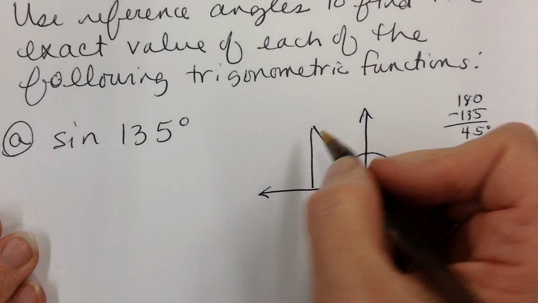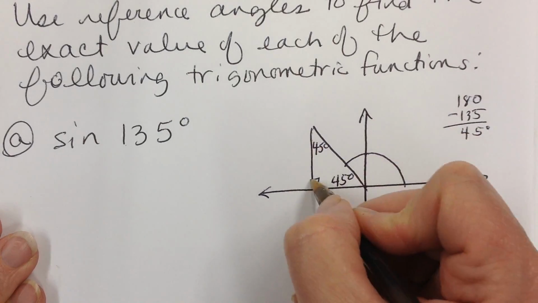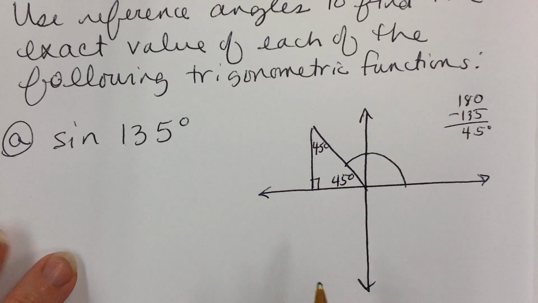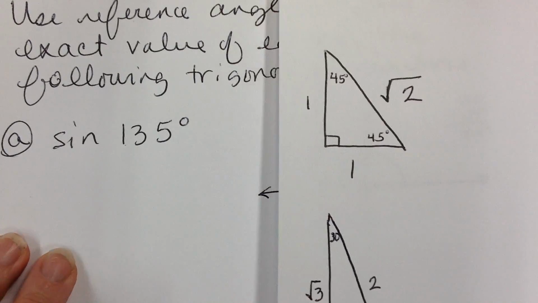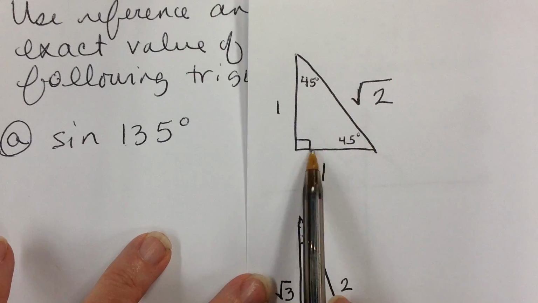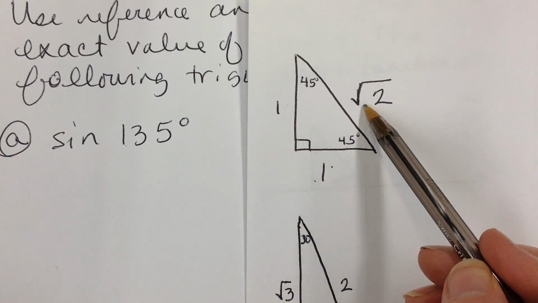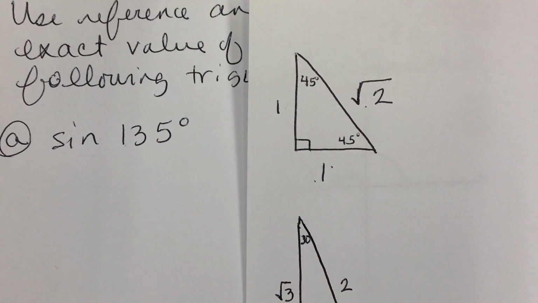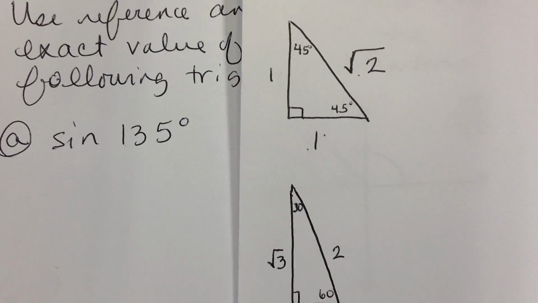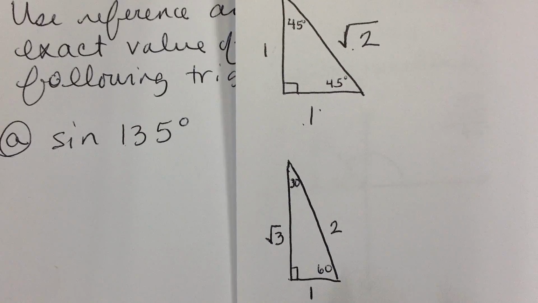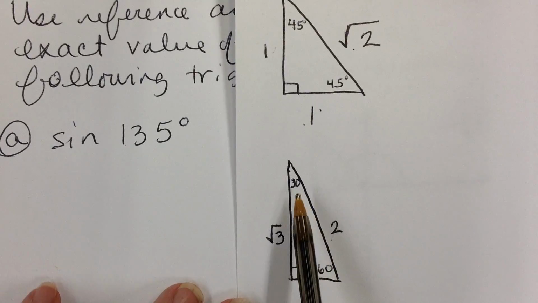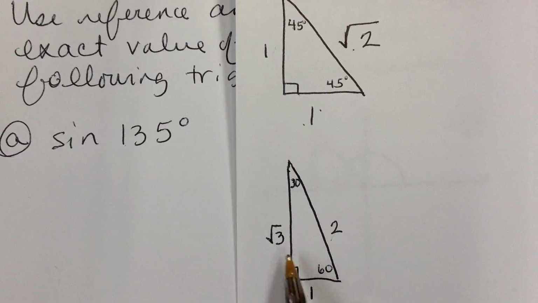Now, we have learned about our special right triangles. Think back to your special right triangles that we learned before. A 45, 45, 90. The two legs are 1. The hypotenuse is square root of 2. This is something that you need to memorize. You need to be very familiar with the 45, 45, 90 triangle and the 30, 60, 90 triangle also. Remember, opposite the 30 is 1, opposite the 60 is the square root of 3, and the hypotenuse is 2 of a 30, 60, 90 triangle.